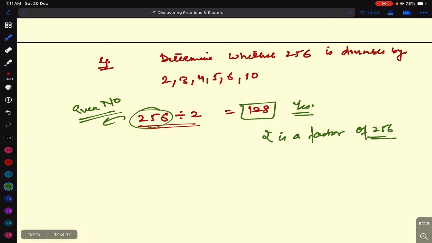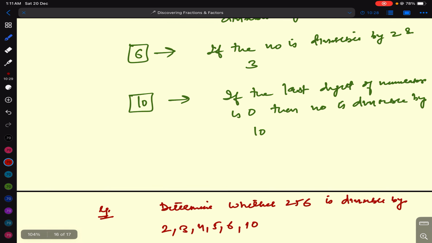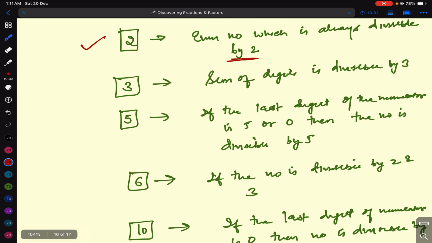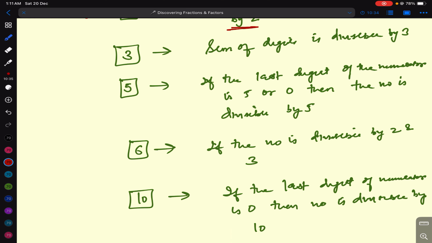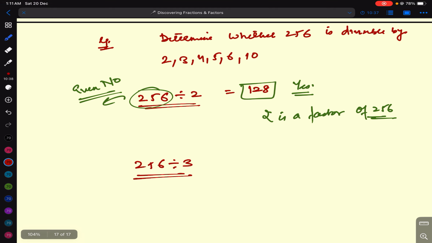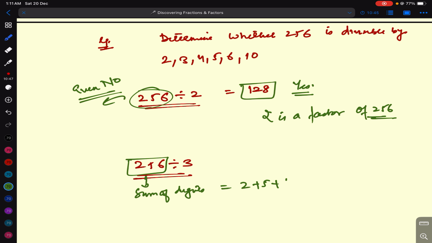I hope that is clear now. Now let's come to the next. 256 divided by 3. Now when we take the case of 256 divided by 3, what was the thumb rule corresponding to 3? Sum of the digits has to be divisible by 3. So what are the sum of the digits here? Sum of the digits are 2 plus 5 plus 6, which is 13, right? Is 13 divisible by 3? No. So here when you divide, you get 85.3, so it's no.